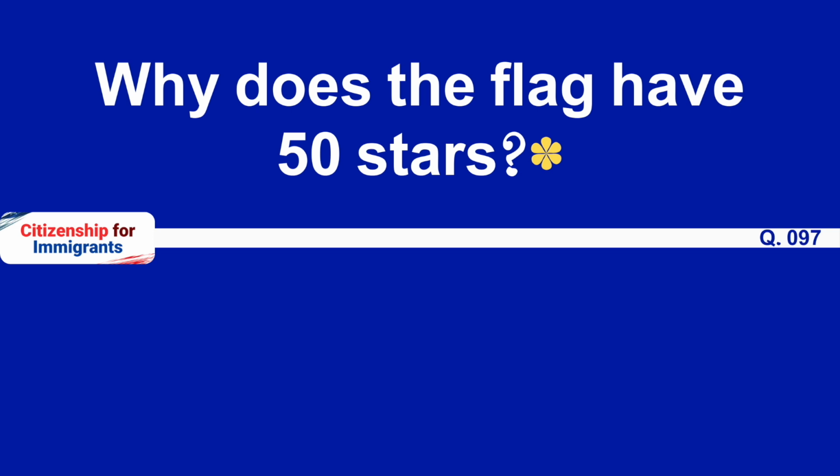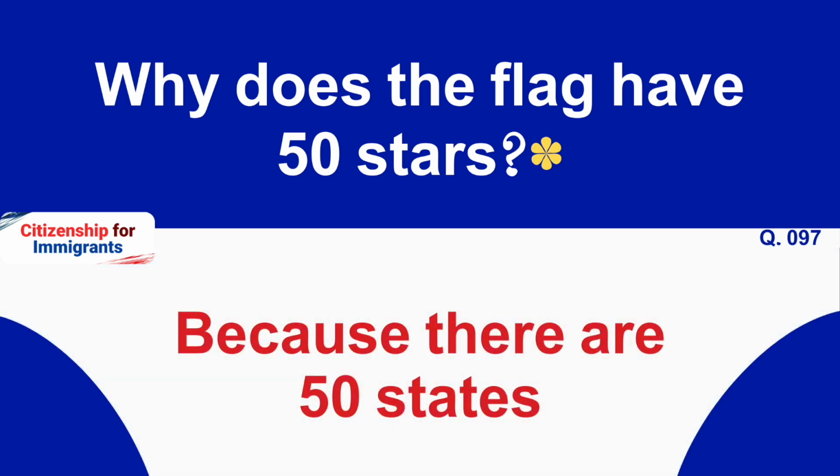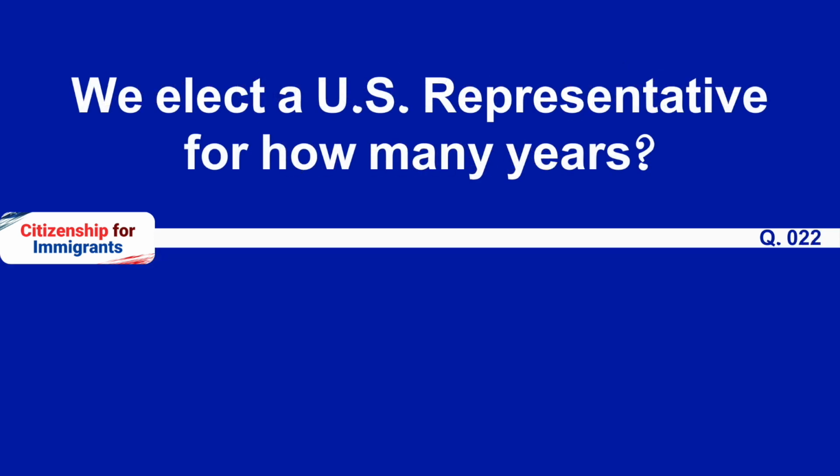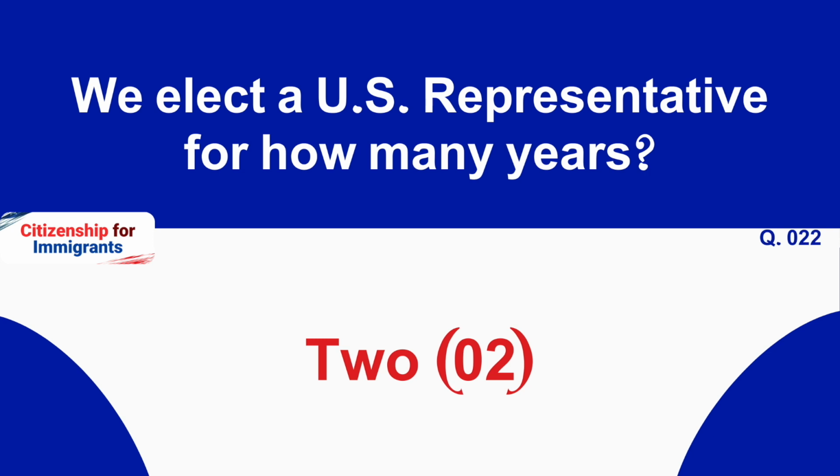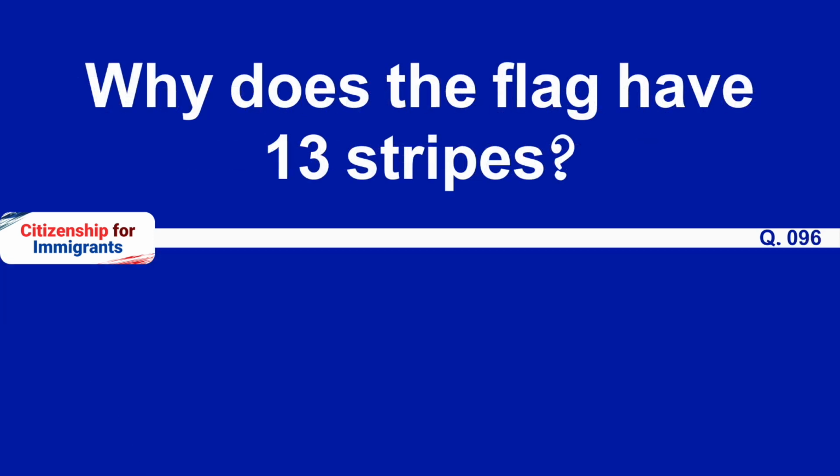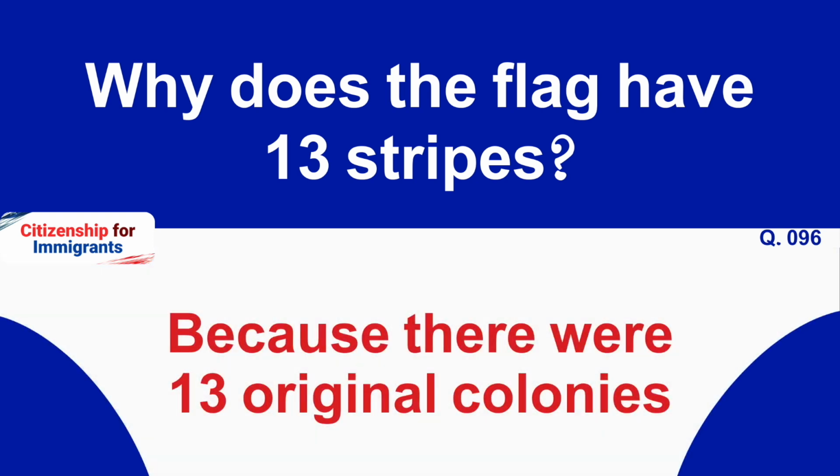Why does the flag have 50 stars? Because there are 50 states. We elect a U.S. representative for how many years? 2. Why does the flag have 13 stripes? Because there were 13 original colonies.